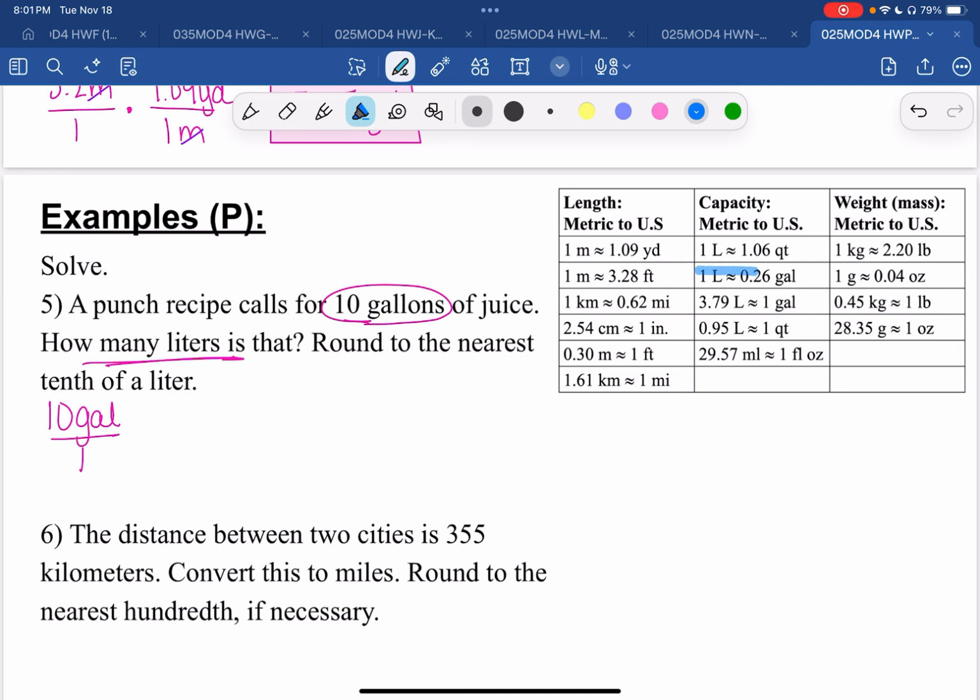Again, I've got this one, or I've got this one. Either one is fine, okay? So I'm just going to go with the first one. So 0.26 gallons, 1 liter. My gallons cancel, and I'm left with dividing. So 38.5 liters.